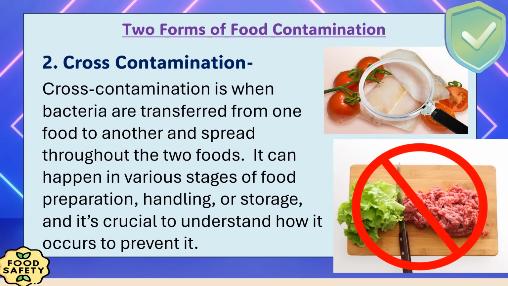Another form of contamination is through cross-contamination. Cross-contamination is when bacteria are transferred from one food to another and spread throughout the two foods. It can happen in various stages of food preparation, handling, or storage, and it's crucial to understand how it occurs to prevent it.